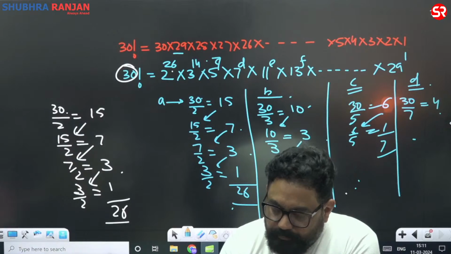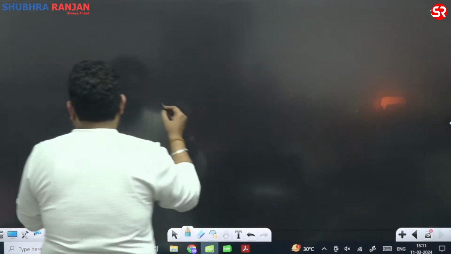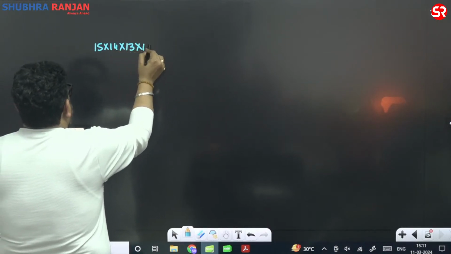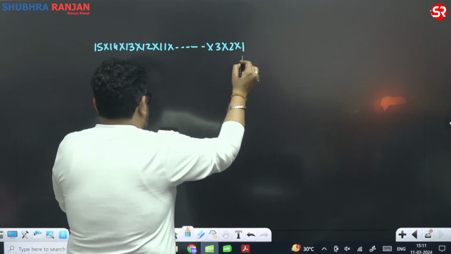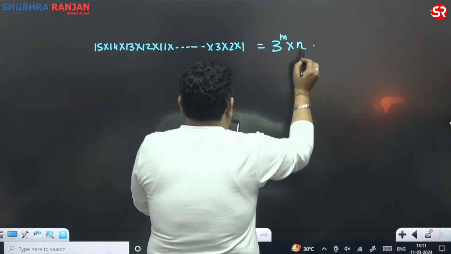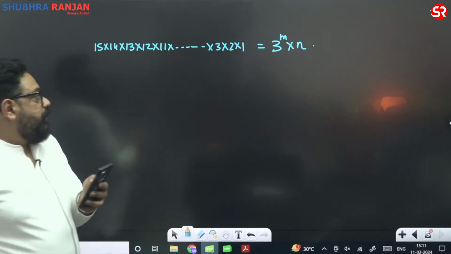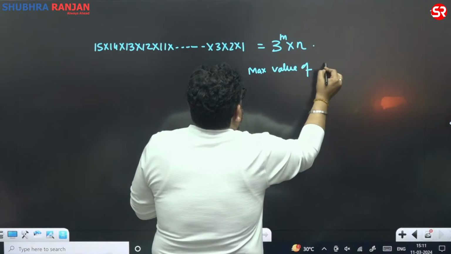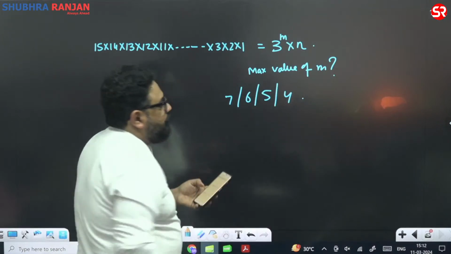So this was a question from 2022. It says: if 15 into 14 into 13 into 12 into 11 and so on till 3 into 2 into 1 is equal to 3 to the power m into n, where m and n are positive integers, then what is the maximum value of m? Options were 7, 6, 5, 4.